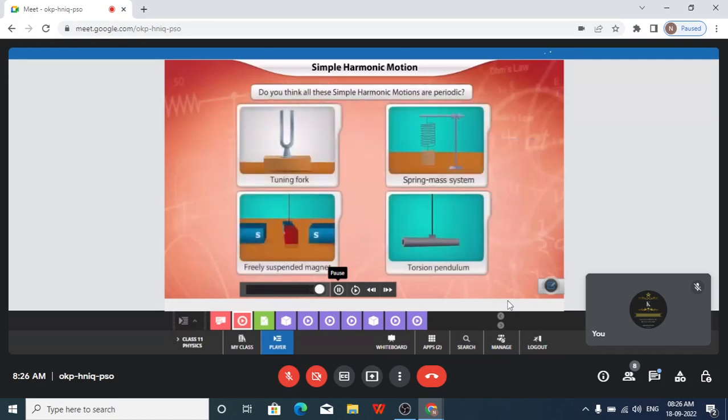Do you think all these simple harmonic motions are periodic? So we will now analyze whether they are all going to be periodic or not. Go to the next part.